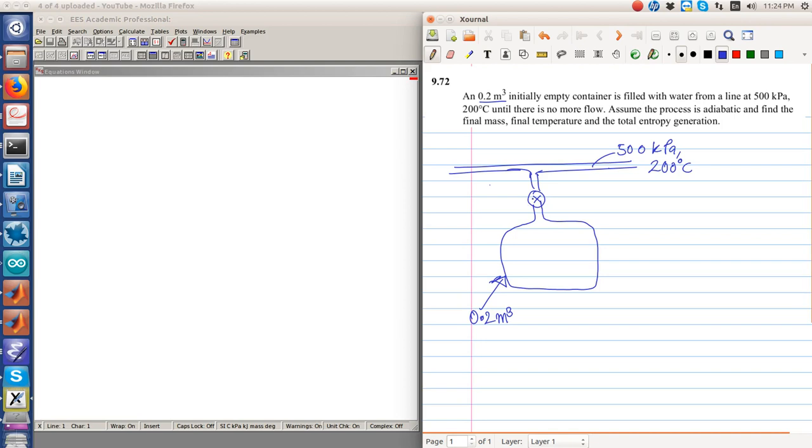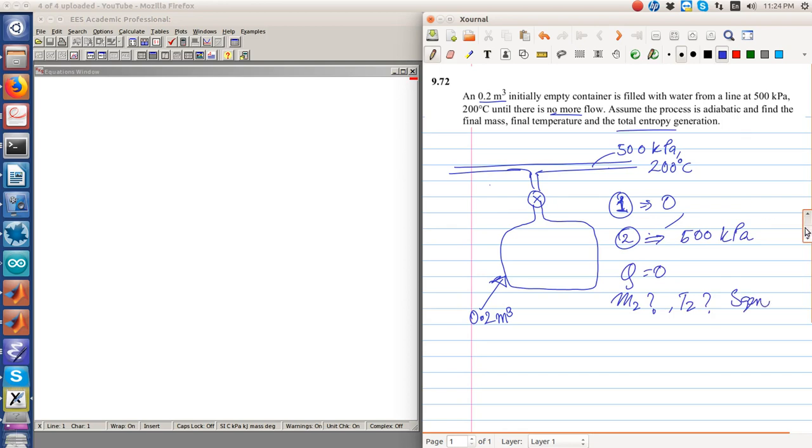So the valve is opened and there is no more flow, which means that initially everything is zero. The second state, because there is no flow, it means that the internal pressure has reached 500 kilopascal. So assume that the process is adiabatic. Find the final mass, final temperature and S_gen.